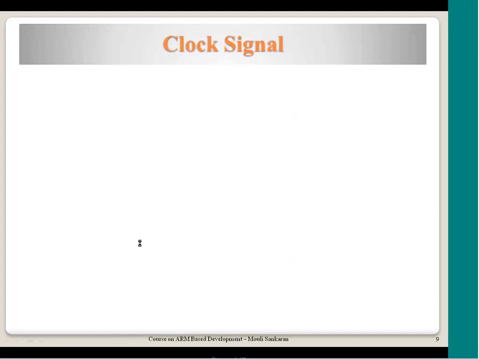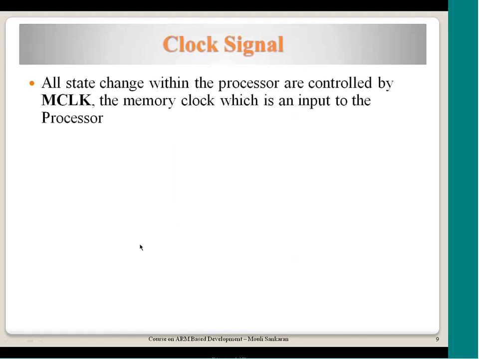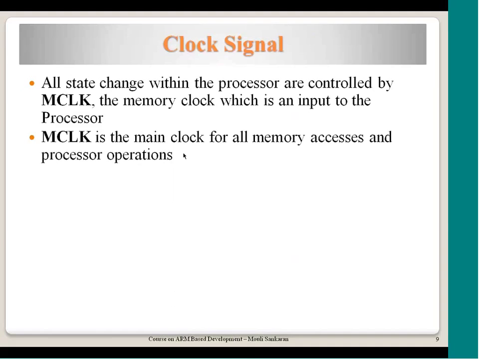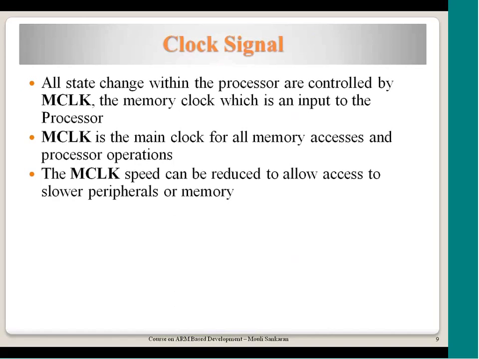Clock signal. I mentioned that MCLK is a memory clock which goes into the processor. All state changes within the processor are controlled by this clock. This is the main clock for all memory access and processor operations. Now this MCLK has a provision that we can slow it down to make the whole processor run slow, if slower peripherals or memory need to be integrated with the processor.